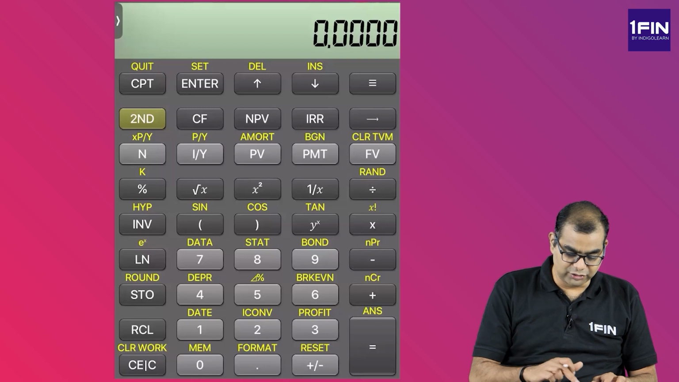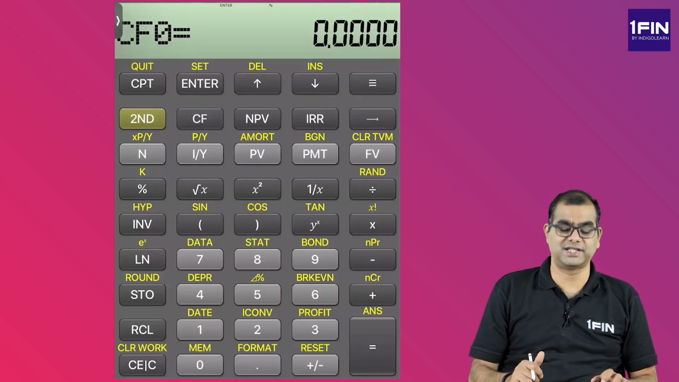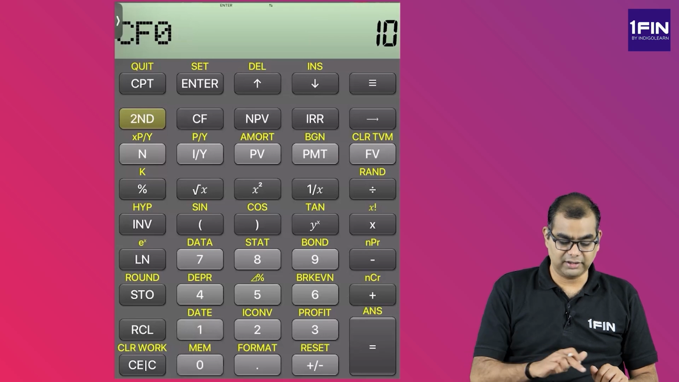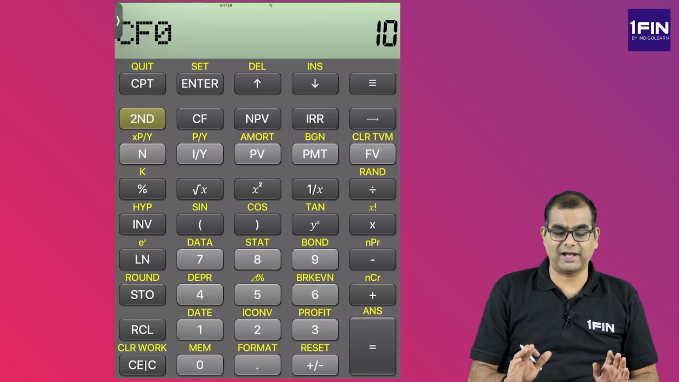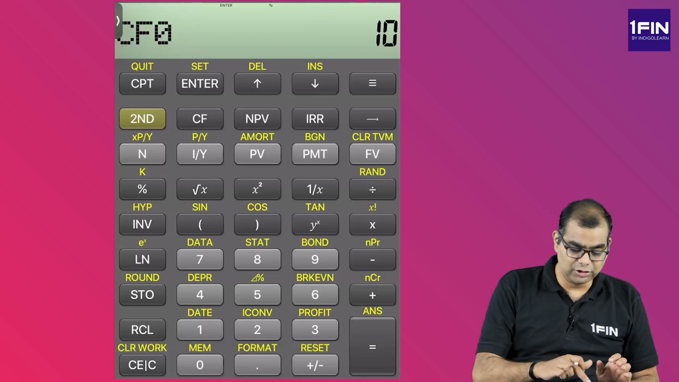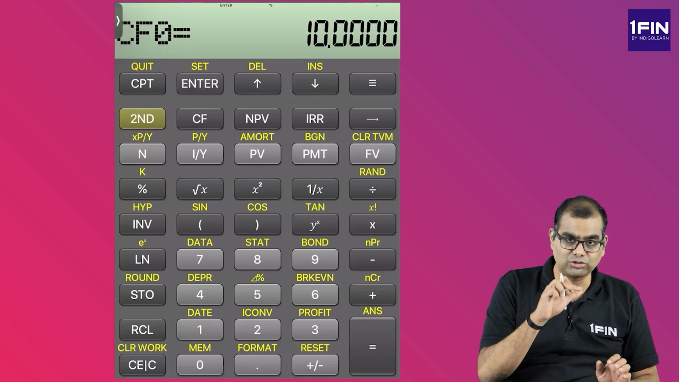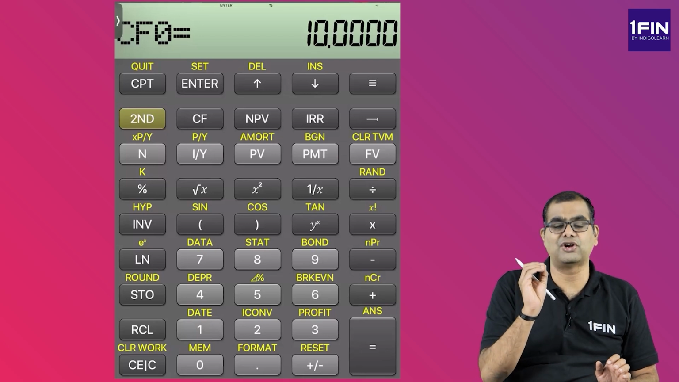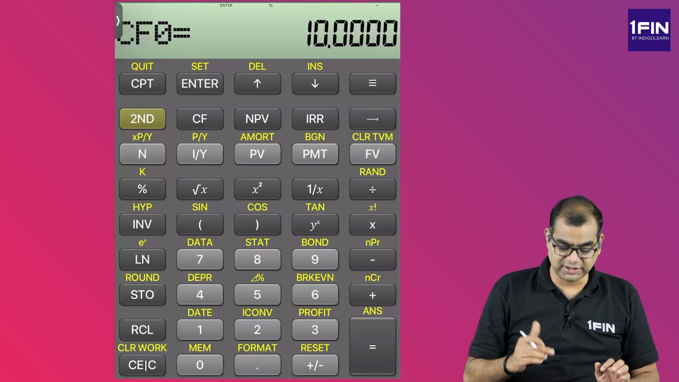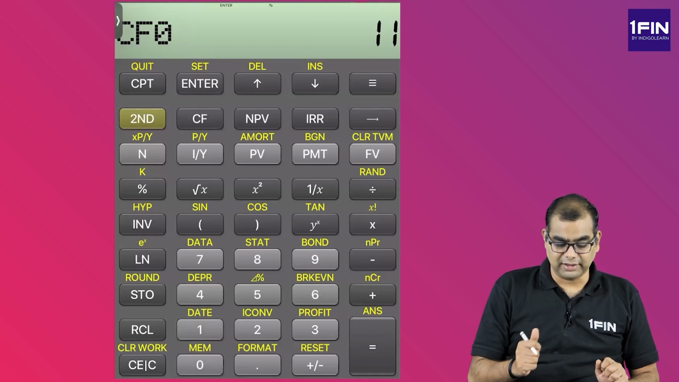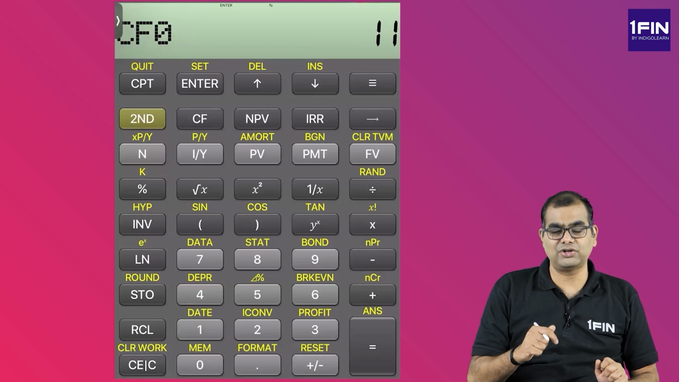Now let us come back. If you just press cash flow, it shows you CF0 is equal to some number. Now if you press 10 here, you've just entered a value of 10. Has the value 10 been stored in CF0? It is not, till you press the enter button and an equal to sign appears on the screen. CF0, that is the first cash flow of 10, is not yet saved. Let us say you want to change this 10 to 11. The moment you enter 11, the equal to sign is gone. But have you saved it as CF0? You have not saved it.